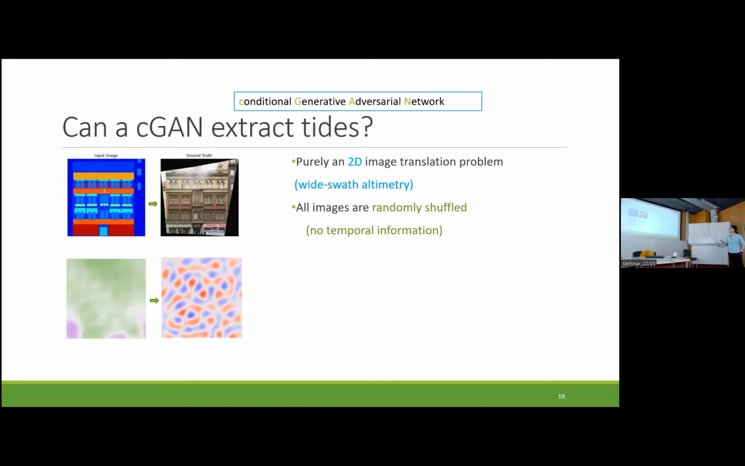So this is the exact extreme of the harmonic fitting method. The harmonic fitting method uses temporal information and doesn't use much of the spatial information. And we are trying to use as much spatial information as possible, but we didn't use any temporal information.